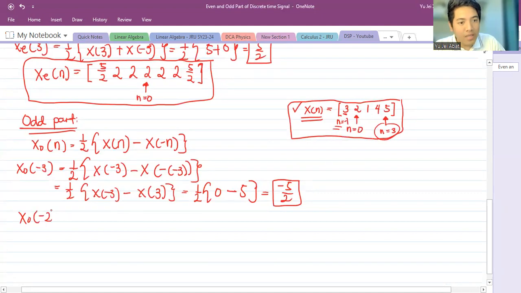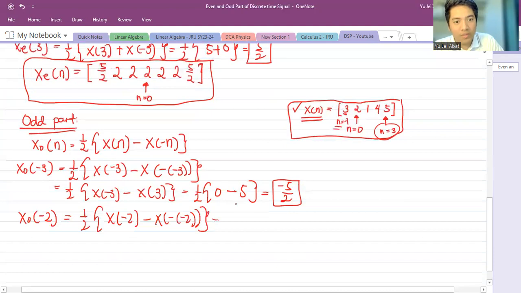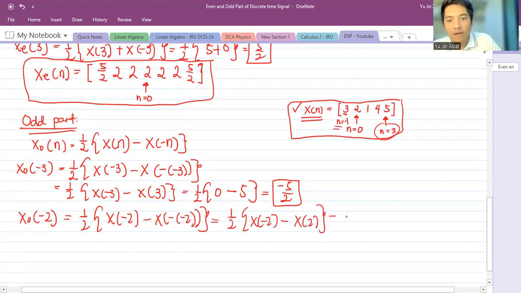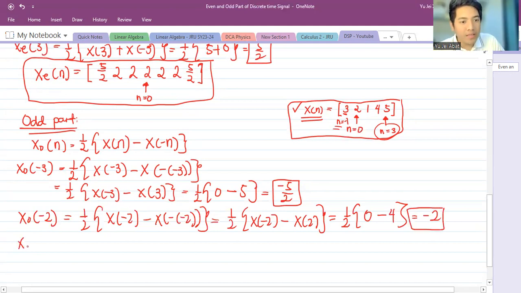How about n equals negative 2? So I have 1/2 x of negative 2 minus x of 2. So we have 1/2 times x of negative 2, which is 0, minus x of 2, which is 4. So that becomes negative 4 all over 2, that becomes negative 2.